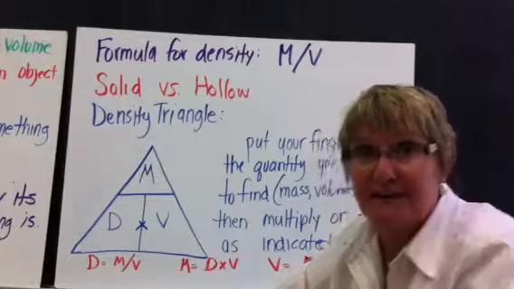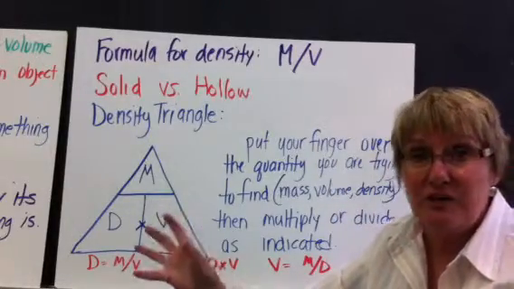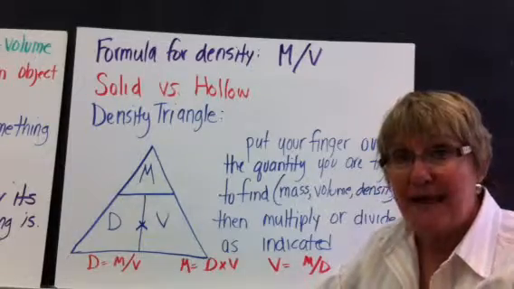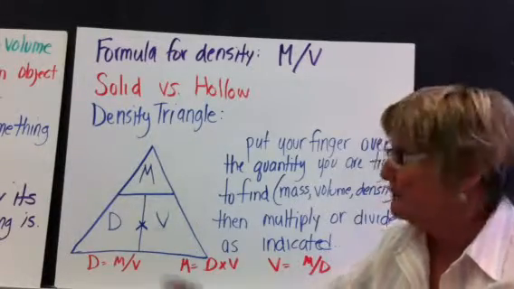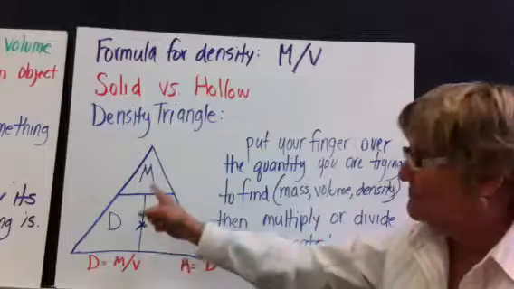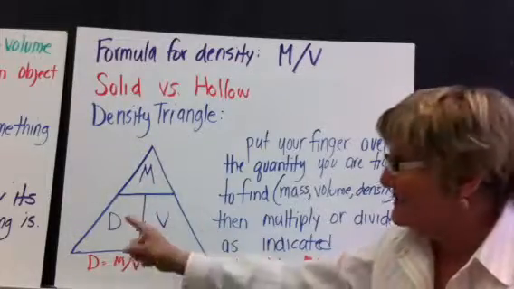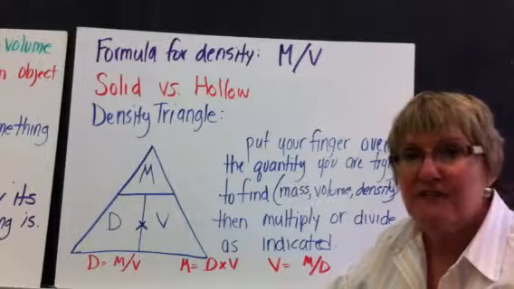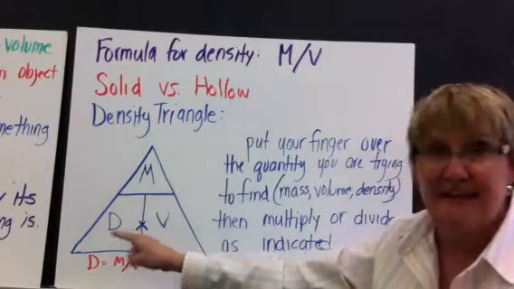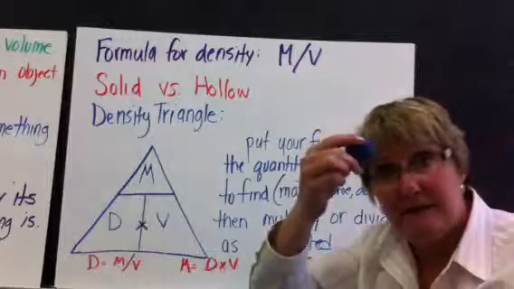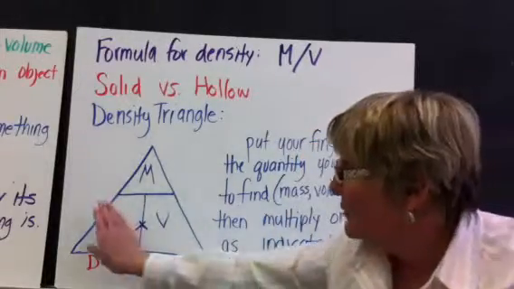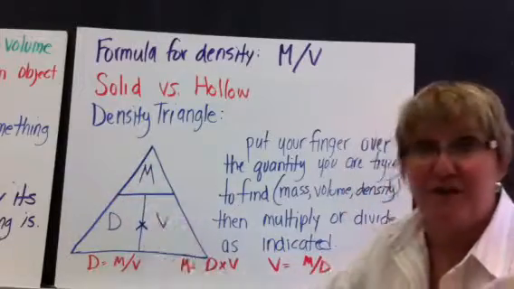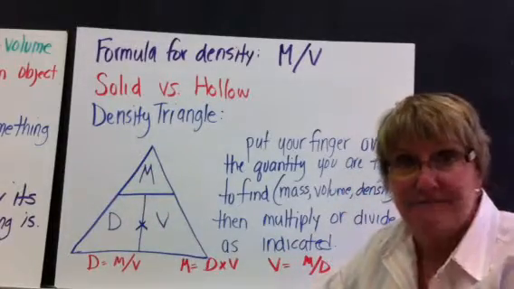Now we have something we call a density triangle, and we use this when we're trying to find either mass, density, or volume of an object. So we draw a triangle, we have mass on top, and we have density times volume on the bottom. So let's say you wanted to find the density of this. Well, I would cover the D, and I would do mass divided by volume to get the density.